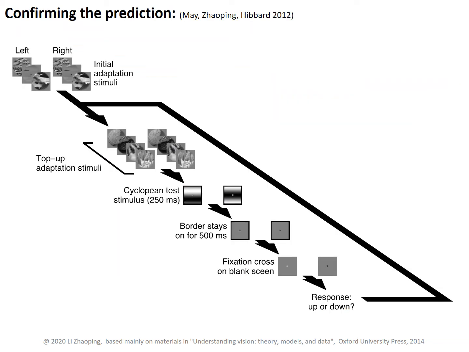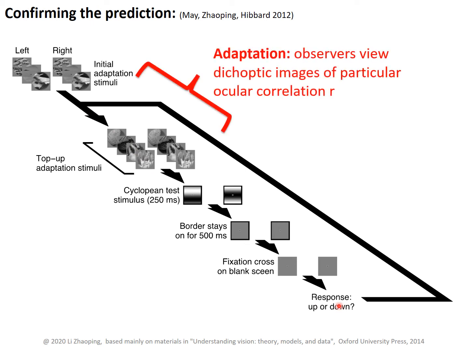The predictions were experimentally tested. This shows the timeline of experimental stages and trials. During adaptation, the observers viewed dichotic images of particular ocular correlation R. These image pairs were shown one after another as if in a slideshow. Interestingly, a couple of minutes of seeing these images was enough to alter the efficient coding in the brain.